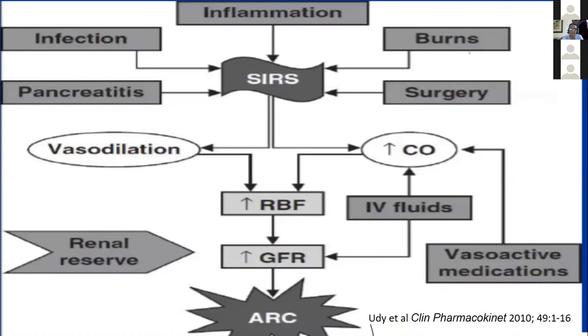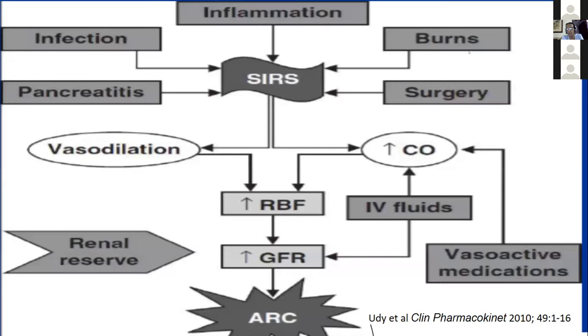And you can see these are, if you look at the SIRS report, because at that time it was SIRS, we didn't have sepsis. What it shows you is that they are vasodilated. At the same time, you have an increased cardiac output. What happens is that you have increased renal blood perfusion, your GFR increases, therefore you have augmented renal clearance. You also have renal reserve. Remember, patients with acute kidney injury also have the renal reserve. It doesn't mean that patients who do recover from acute kidney injury, they tend to lose this renal reserve.